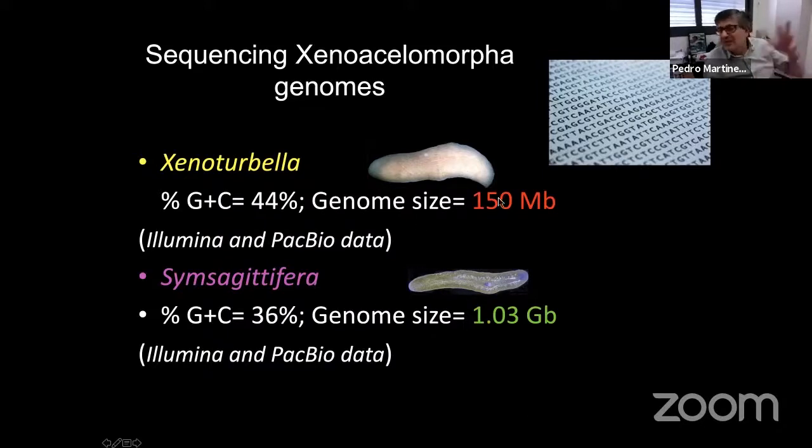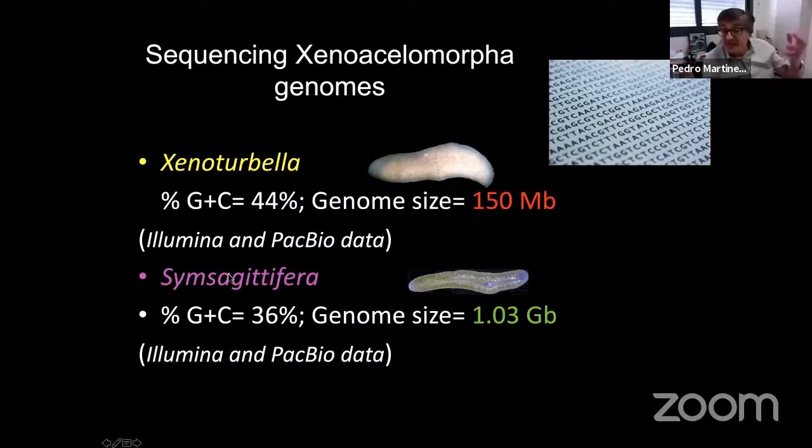So here are some characteristics of these 2 genomes. Xenoturbella is a rather compact genome, while Symsagittifera is pretty big. It's about half the size of a human genome. Xenoturbella is still relatively poor in terms of scaffold sizes. It is built with relatively small scaffolds, 5 to 10 kb average, minimal.